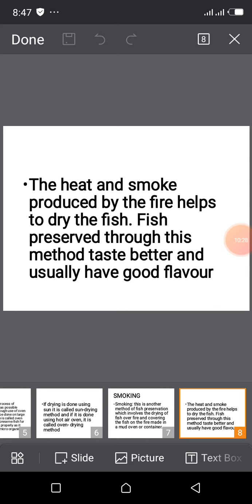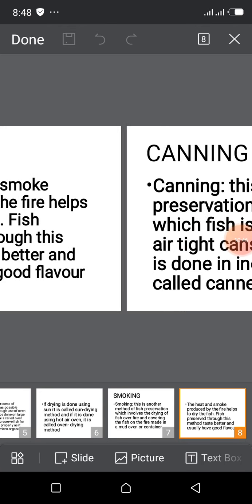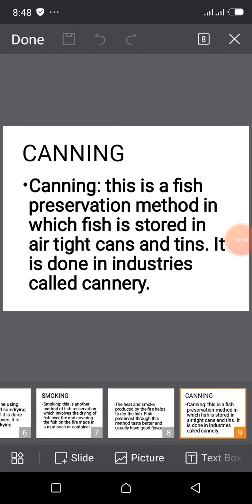And any fish preserved through this method of smoking usually tastes better, and usually has good flavor. So if you cherish the taste of your fish and you desire good flavor, smoking is a good fish preservation method to be adopted. Now I will proceed to canning.